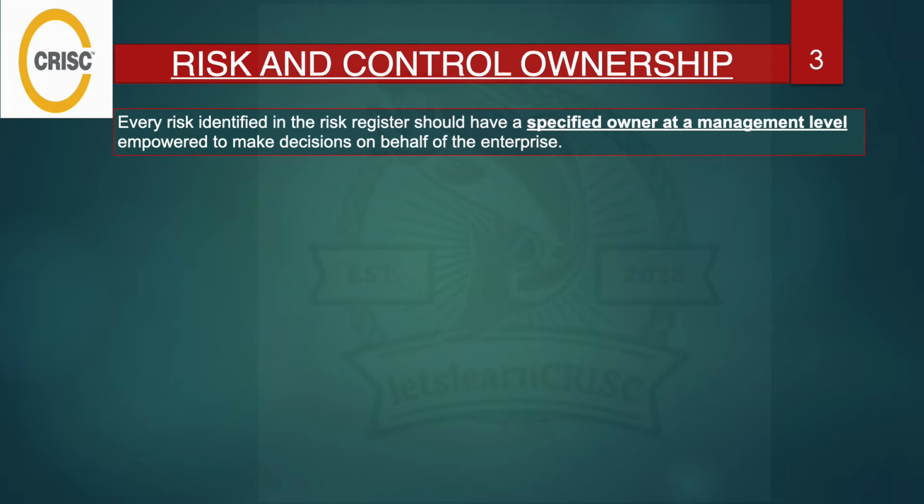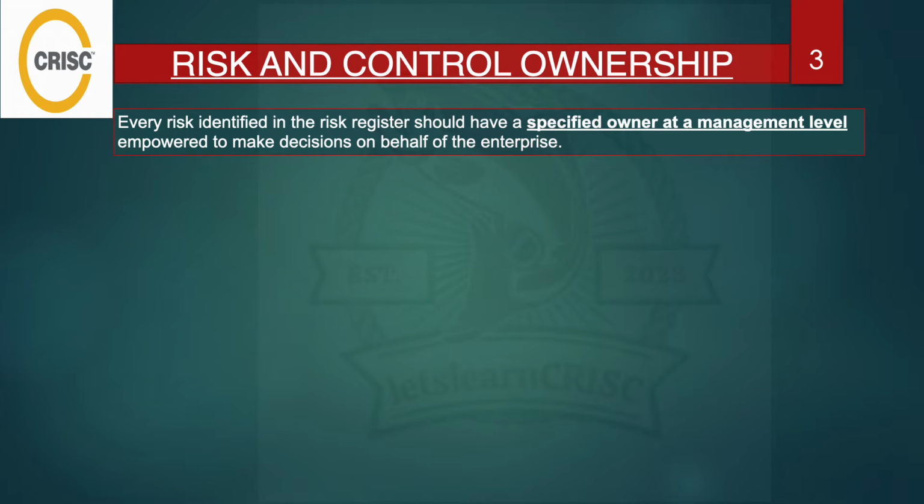We'll discuss why every risk in the risk register should have a specified owner at the management level. Because the first point, we can say, is accountability, right? Whenever a risk has a designated owner, there is a clear and accountable individual or team responsible for managing and mitigating that risk. This ensures that someone is answerable for the risk outcome, right?